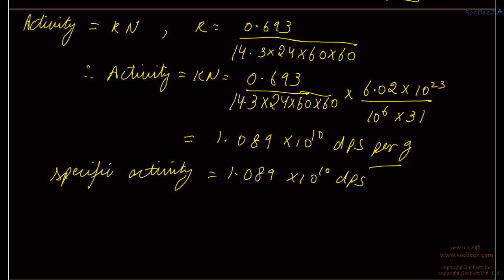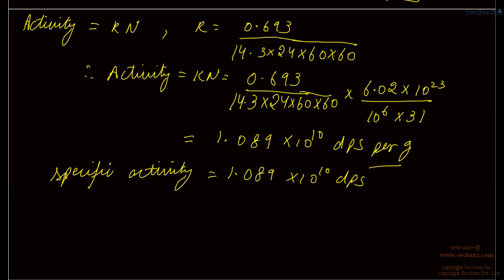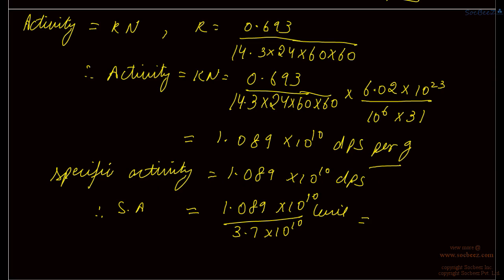And if we convert it into Curie, because the question asks us to calculate specific activity in Curie, we have to divide it by 3.7 into 10 raised to the power 10. So specific activity equals 1.089 into 10 raised to the power 10 upon 3.7 into 10 raised to the power 10 Curie. So from here specific activity comes out to be 0.294 Curie. So this is the answer.